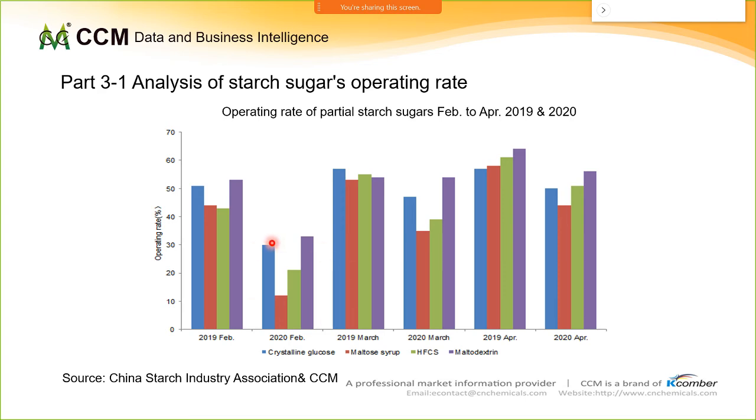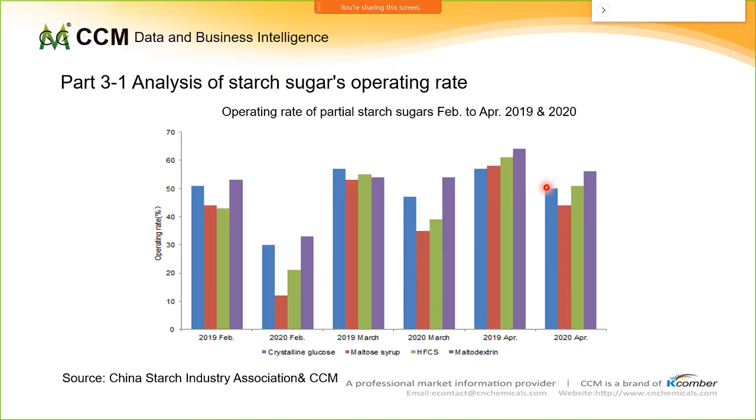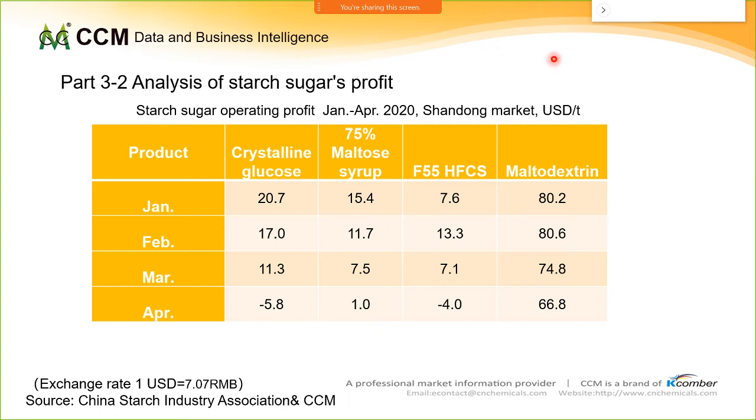In March, with the improvement of the logistics and the government's encouragement, most starch sugar enterprises resumed production. Therefore, the overall operating rate rose. And in April, the starch sugar manufacturers basically returned to their normal production level, so the operating rate had a slight increase. Looking at the starch sugar's profit, here we take the Shandong market as an example, it is actually dropping.